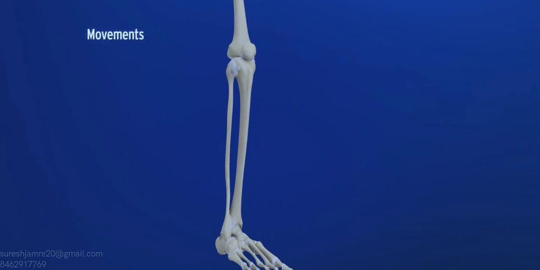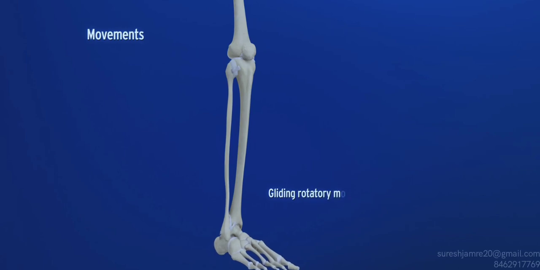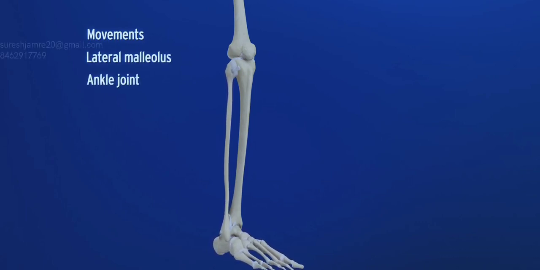Movements: the superior tibiofibular joint permits slight gliding or rotatory movements. This movement helps in adjustment of the lateral malleolus during movements of the ankle joint.